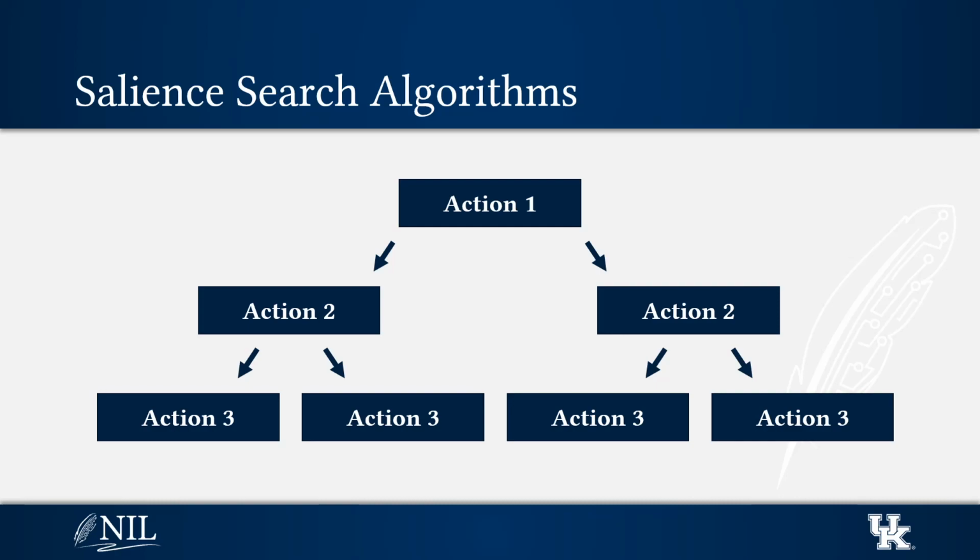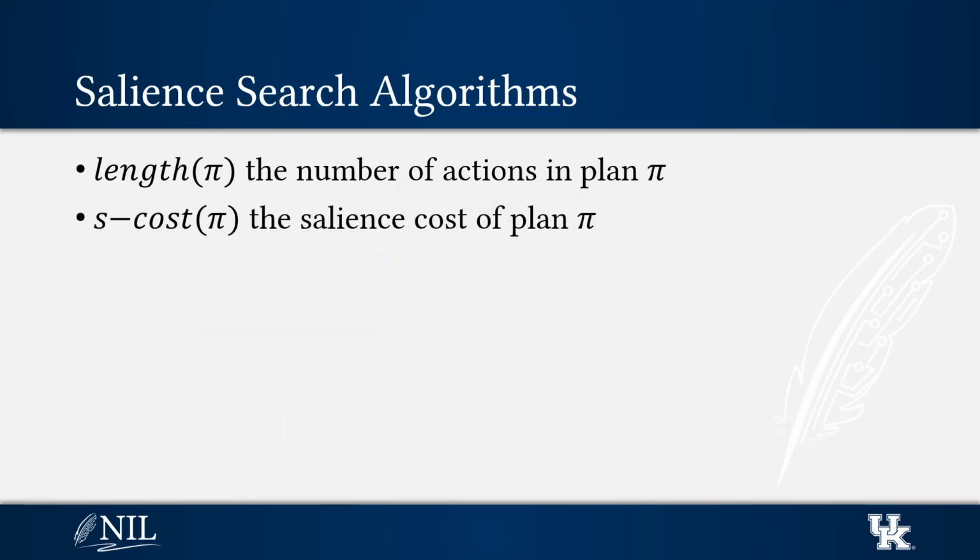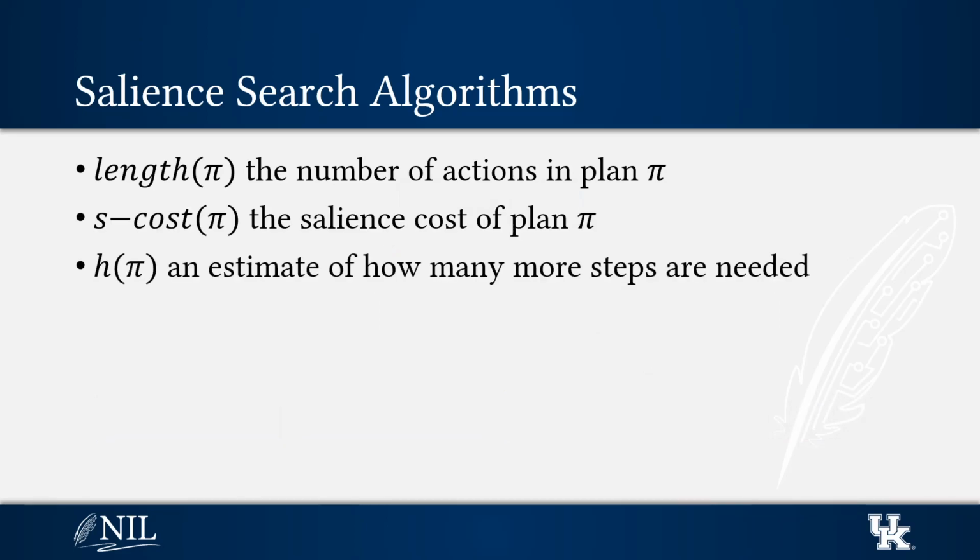We can use salience cost for a few different kinds of search techniques, but we'll need to define a few terms first. Let's say that length is the number of actions in a plan, S cost is our salience cost, and H is a heuristic. In this context, a heuristic is just a function that tries to guess how many more actions we would need to add to the end of the plan before it will be a solution.